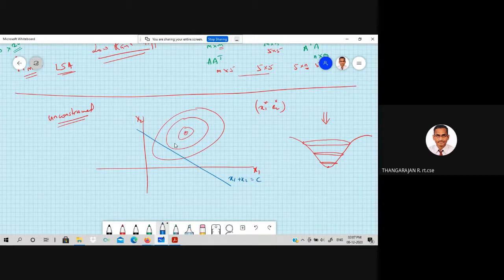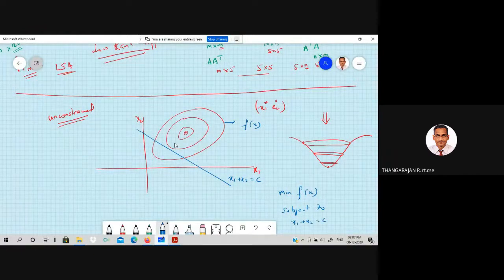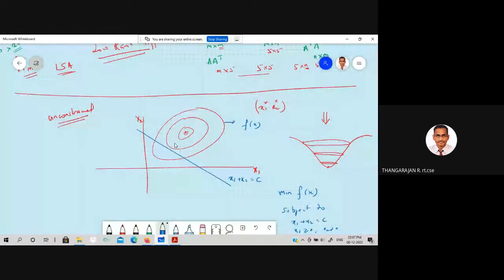Now you want to find the minima. You want to minimize this function, this surface, which is a function f of x. We want to minimize f of x subject to x1 plus x2 equal to c, and x1 greater than or equal to 0, and x2 greater than or equal to 0. So this is the constraint.